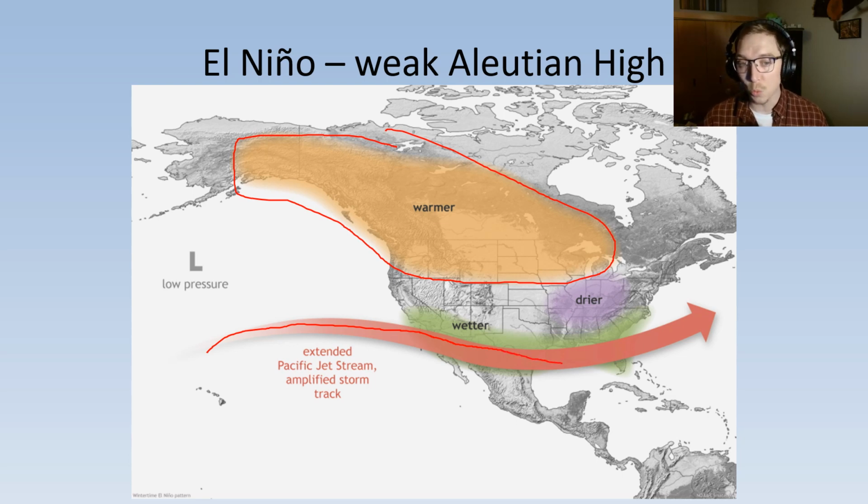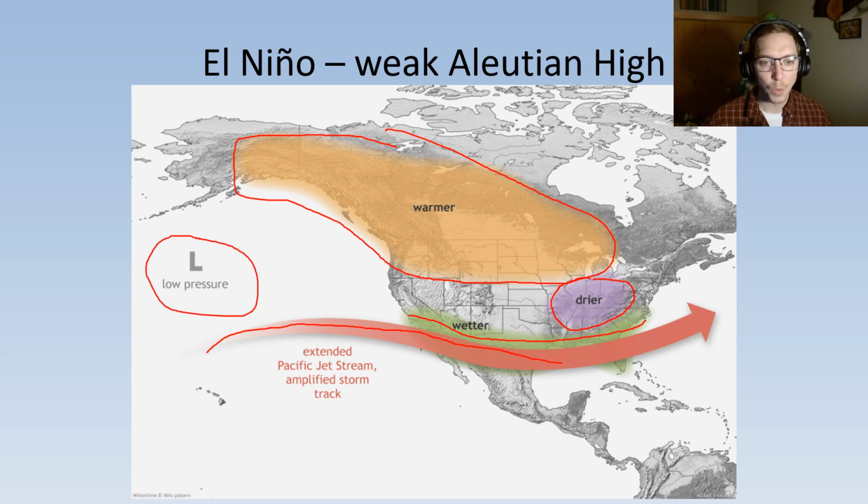This brings with it from the Pacific this wetter air. We move across, bringing it back through the Gulf and inundating Florida and whatnot. We've also got this drier air that hangs out over the Midwest, Illinois, Missouri, down into Arkansas and the South. So we've got this entire change of average patterns here in North America because of an El Nino event. We've got this low pressure system that hangs out over here, a very weak Aleutian high.